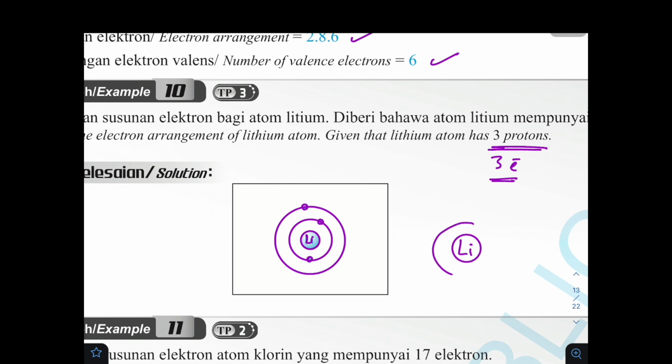And then first shell. First shell boleh isi maksimum 2 saja. And then second shell. Second shell boleh isi maksimum 8. Okay, tapi kita belum lukis satu lagi. So satu lagi itu kita akan masukkan dalam second shell. Okay, this is the electron arrangement of lithium atom.